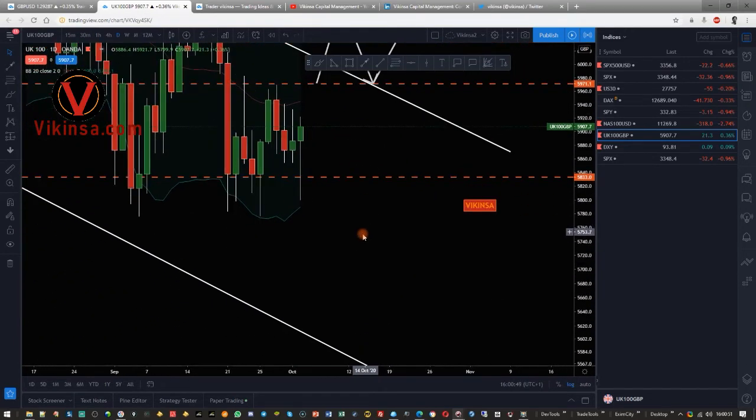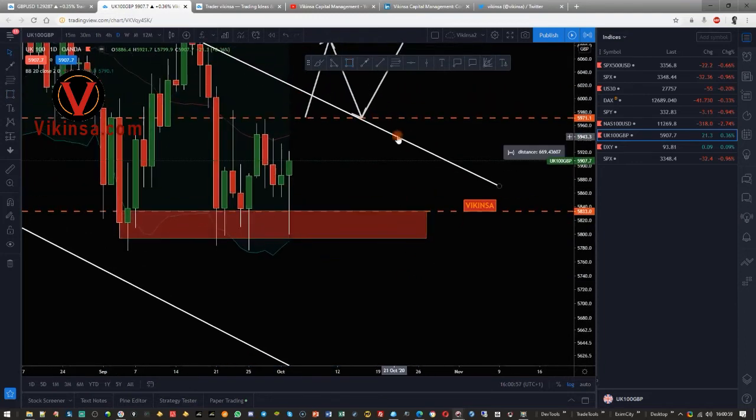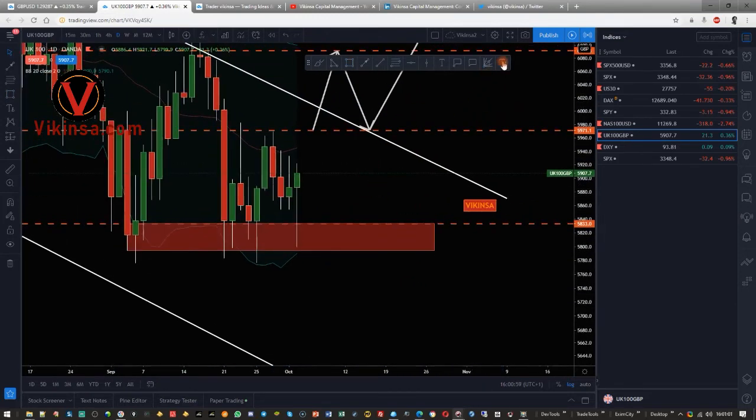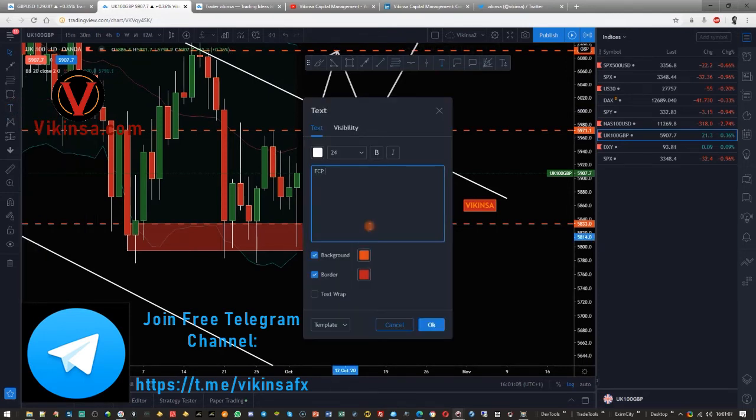On the bearish side, as I said, what we need to do is draw a zone which is going to be our FCP zone. So this is the FCP zone here.